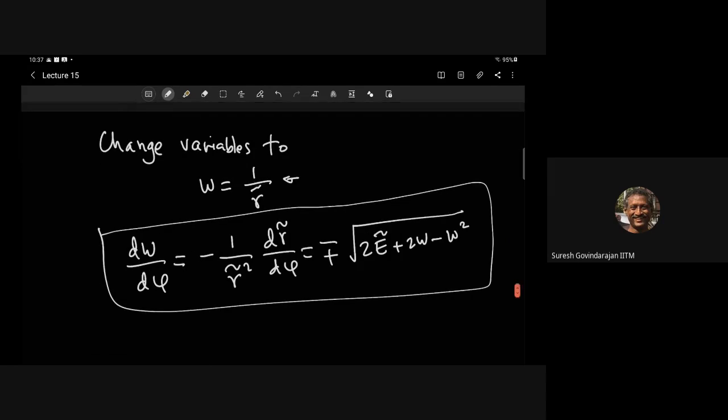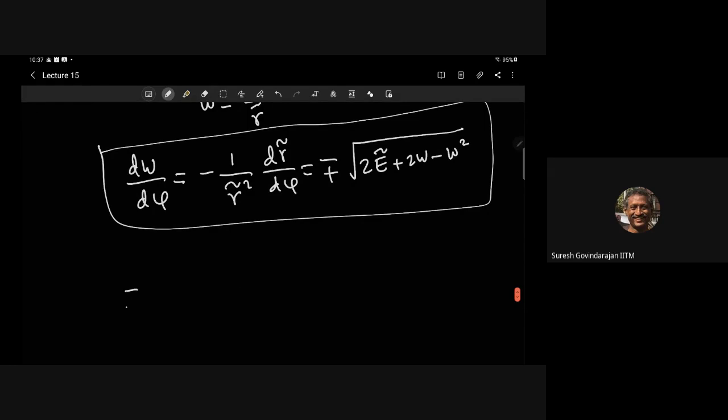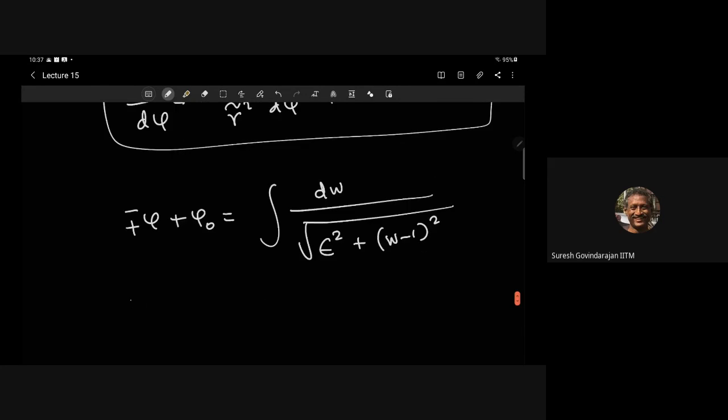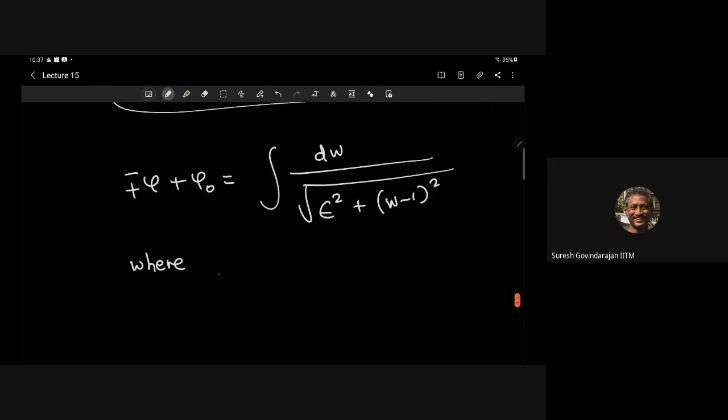Okay, now we can do the integration in a formal way. Minus or plus phi plus some integration constant phi naught should be equal to the integral of dw divided by the square root of... there's some completing of squares going on. Okay, so this is some constant of integration. Okay, and now we can do this integration.